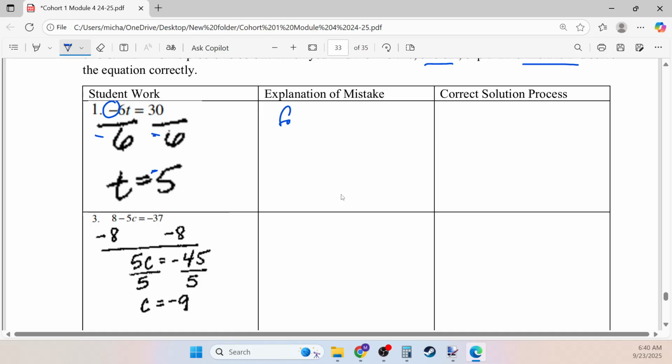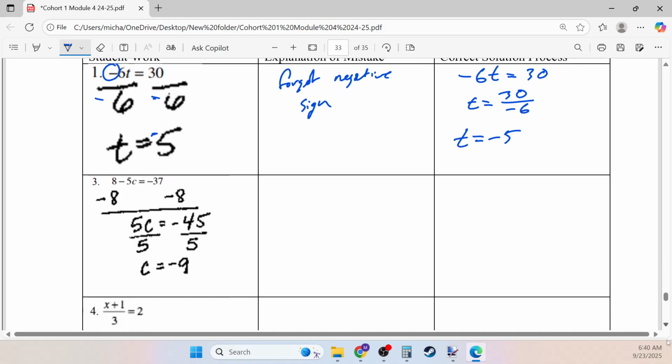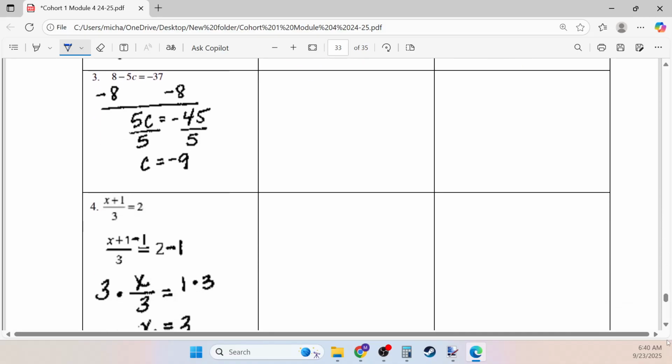So they got negative 9. Correct solution process: negative 6t equals 30, t equals 30 over negative 6. Same thing. Oh, part of reflecting is error correction.